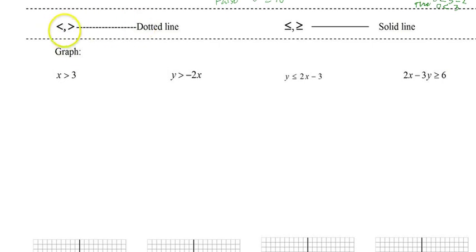If they're not less than or greater than, it's dotted. Less than or equal, greater than or equal, it's solid. And the way I kind of remember is that, look, it kind of has a solid line right there. The equal sign is the solid line, which is what it does represent. That equal sign represents the solid line.